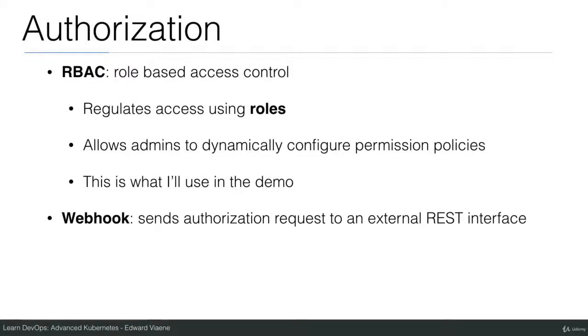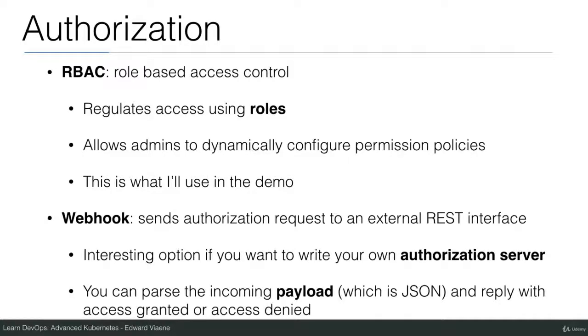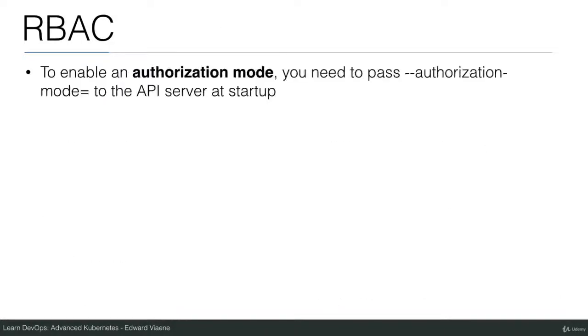And you also have webhooks, which send authorization requests to an external REST interface. It's an interesting option if you want to write your own authorization server. You can then parse the incoming payload, which is JSON, and reply with access granted or access denied. So we are going to use RBAC of those options, which is now enabled by default on most clusters.